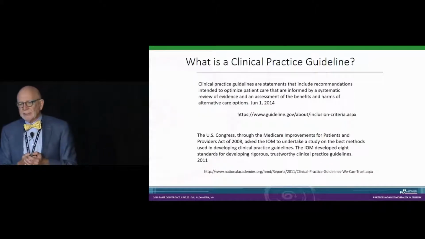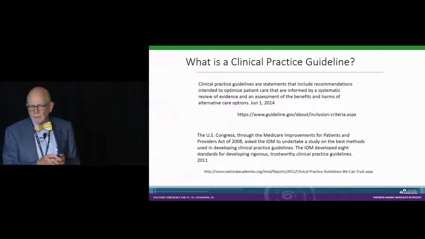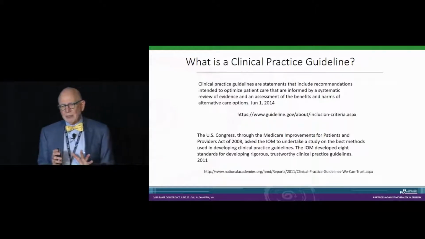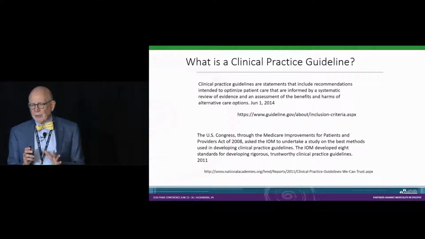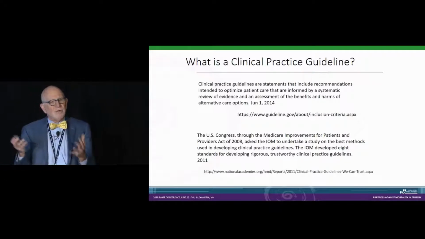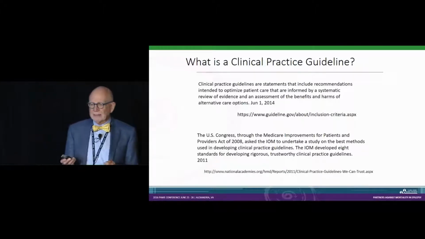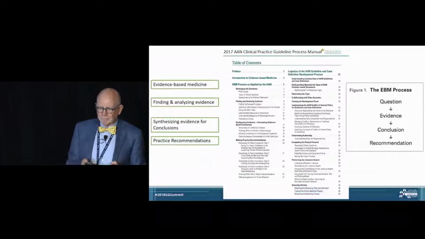What is a clinical practice guideline? Well, the statement is really from the NIH. Clinical practice guidelines are statements that include recommendations intended to optimize patient care that are informed by a systematic review of evidence and an assessment of the benefits and harms of alternative care approaches. That's a clinical practice guideline. Prior to that, there was a whole literature developing how you develop a clinical practice guideline. So this is a formal statement of what one of these things is, a recommendation.